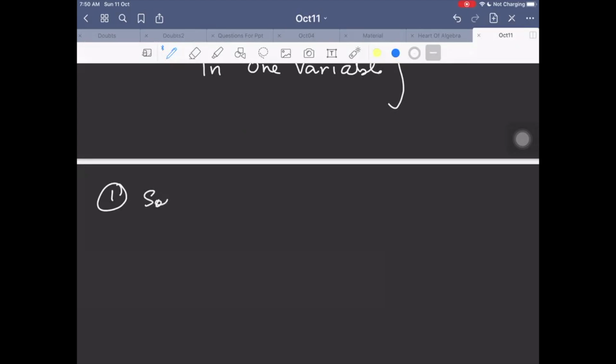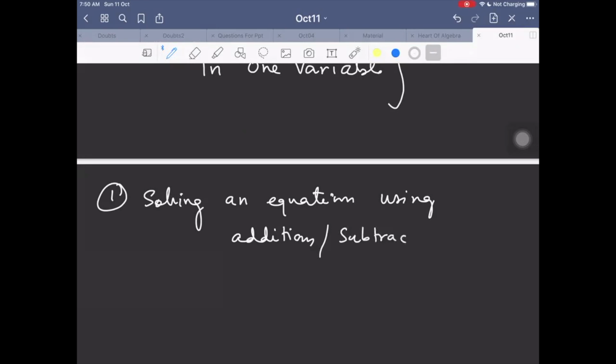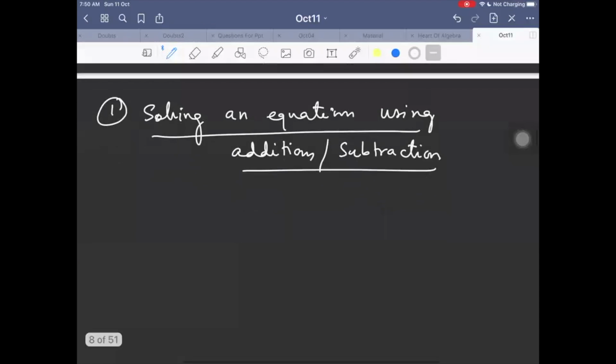So solving an equation using addition or subtraction. The simplest case. Okay, I'm going to give you the simplest case. Say, for example, you have x plus 9 is equal to minus 3. What do you think will be the solution in this case? x plus 9 is equal to minus 3. What do you think will be the solution?